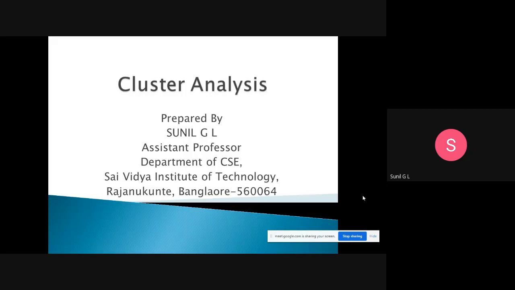So what do you mean by cluster? You already know about that. Okay, so a cluster is nothing but a grouping of similar elements. So we will group the similar elements.